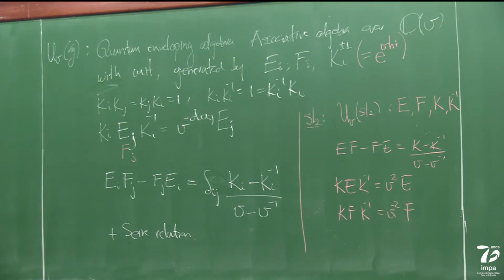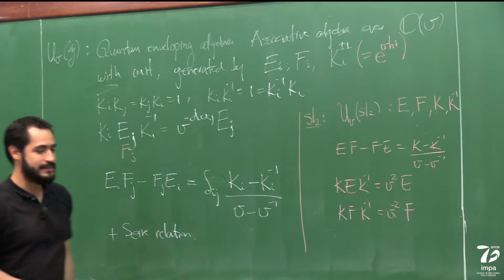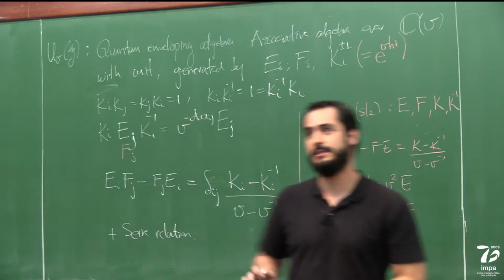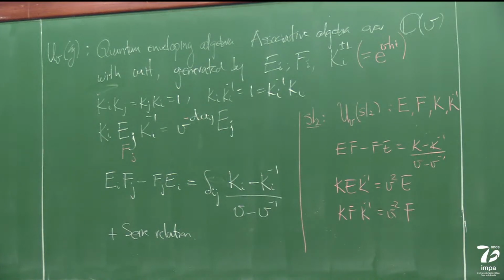When I want to replace the variable v by a number, it's not just to literally replace. I need to do some tricks. If I want to replace this parameter, for example, by a complex number which is not a root of unity, I can just do it, and nothing happens.